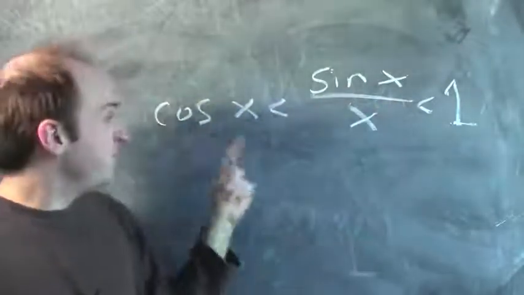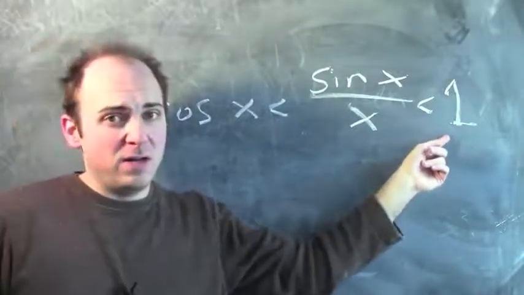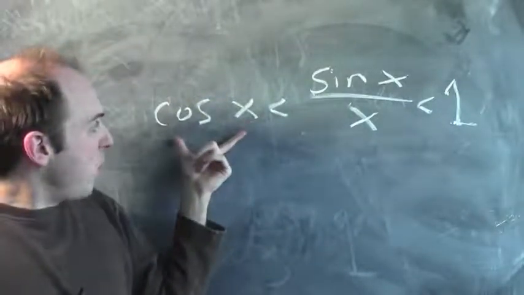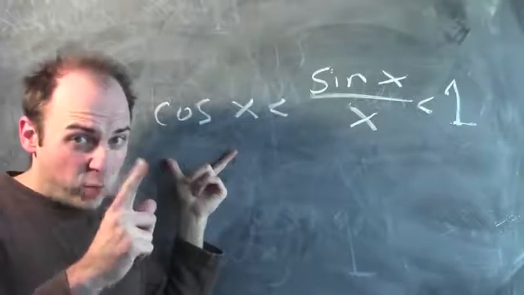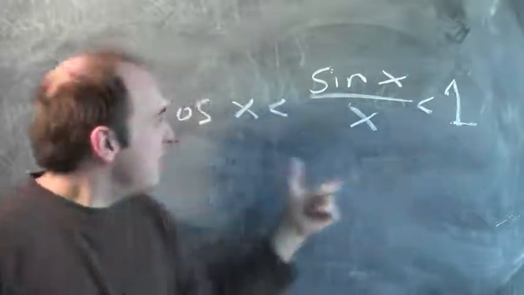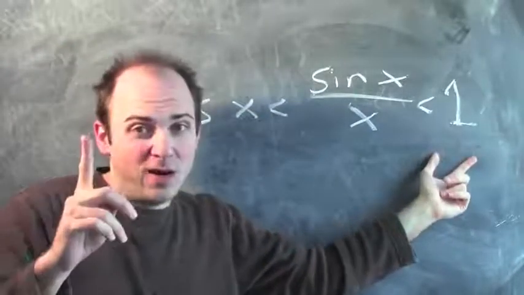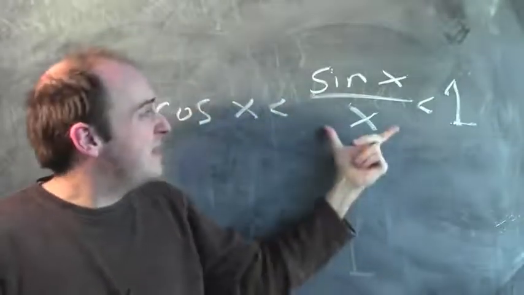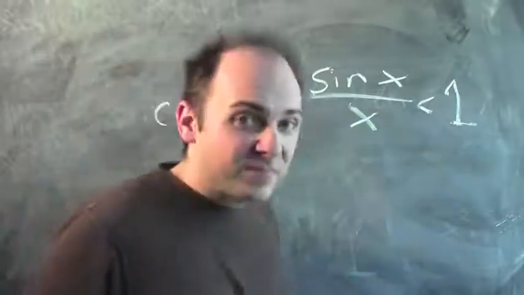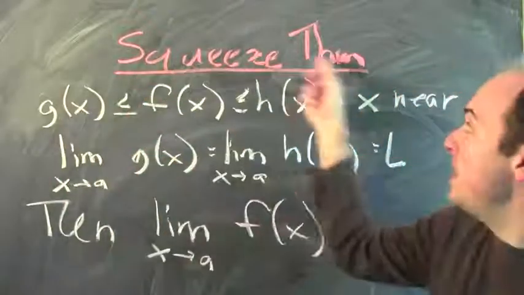It turns out that for values of x which are close to but not equal to 0, this is true. Cosine of x is less than sine x over x, and sine x over x is less than 1. Now, why would you care about this? Note, the limit of cosine x as x approaches 0 is 1. And the limit of 1 is 1, because the limit of a constant function is just that constant. So I know that the limit of this side is 1, and the limit of this side is 1. And what I'm trying to conclude is that the limit of the thing in between is also 1. And it turns out that there's a way to do this. Let's take a look. Here's what we're going to use, the squeeze theorem.